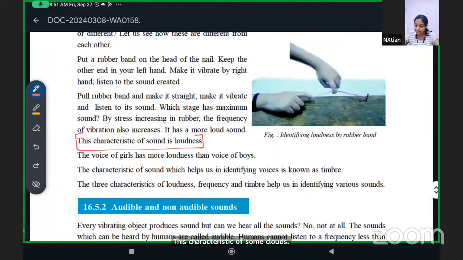Voice of girls has more loudness than the voice of boys. The characteristic of sound which helps us in identifying voices is known as timbre. Three characteristics, loudness, frequency, and timbre, help us in identifying these. This is based on the tension in the voice. If there is more of it, then the vibrations taking place will be much more and the sound will be louder. You can try this rubber band experiment today and find out.